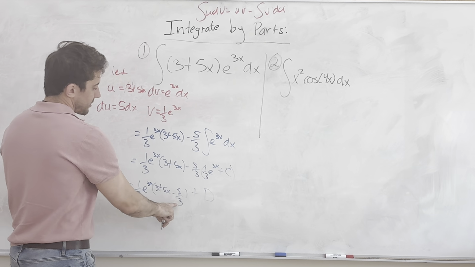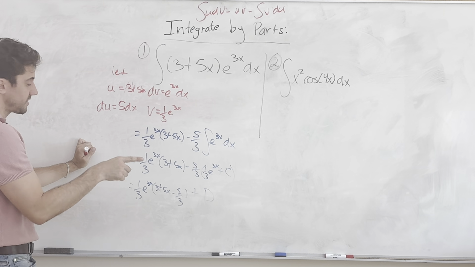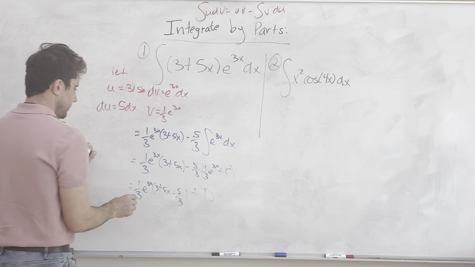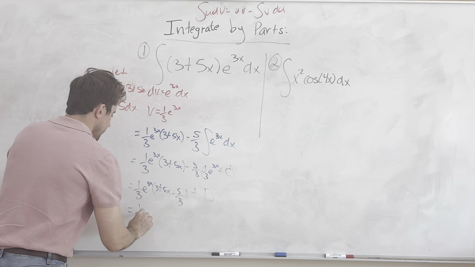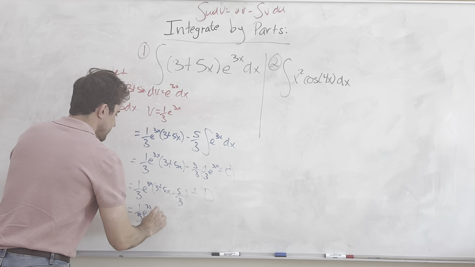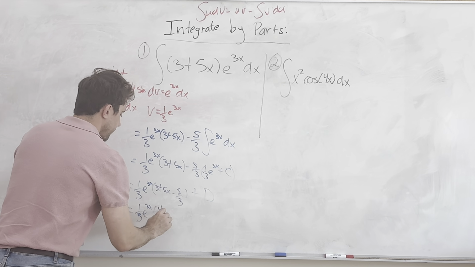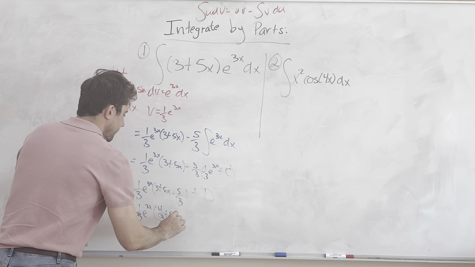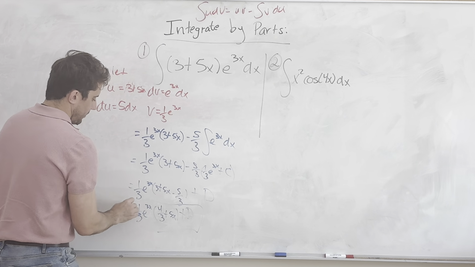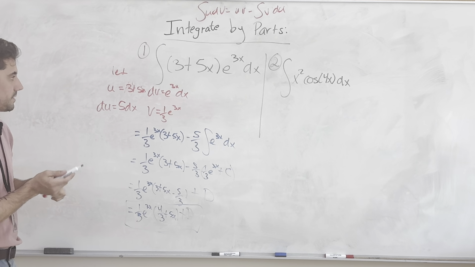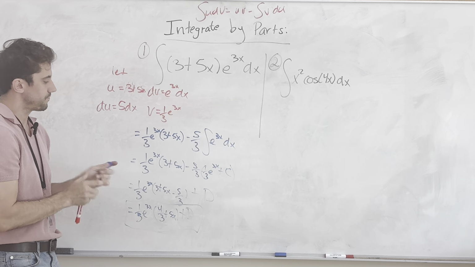And then 3 minus 5/3, 3 is 9/3, so 3 minus 5/3 is 4/3. And so we can simplify this down to 1/3 e to the 3x times 4/3 plus 5x, and then some constant of integration. And that would be our polished final answer.